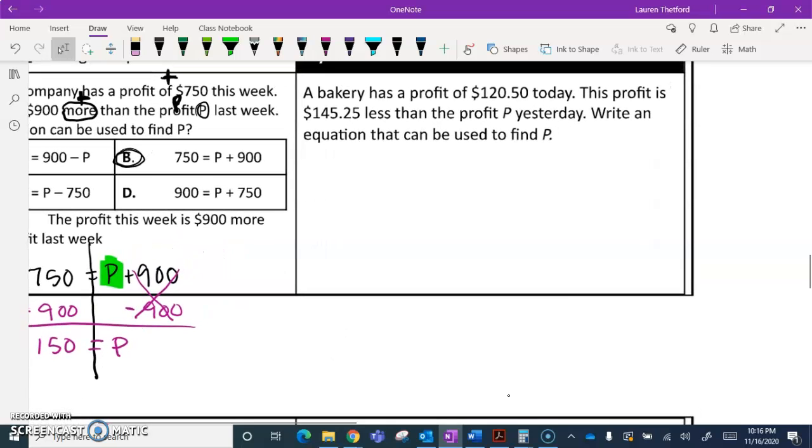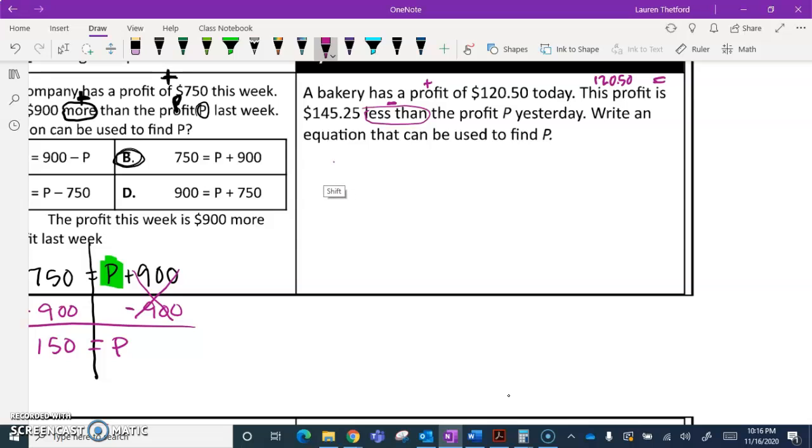So a bakery has a profit of $120.50 today. So we know that's positive because we made a profit. So I'm just going to put a little plus here because we know it's positive. This profit, which they're talking about, $120.50, means equals $145.25 less than our profit from yesterday. Less than means we're going to subtract the two.